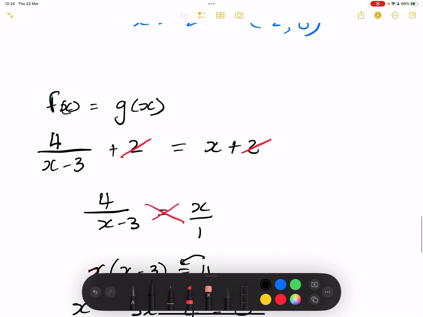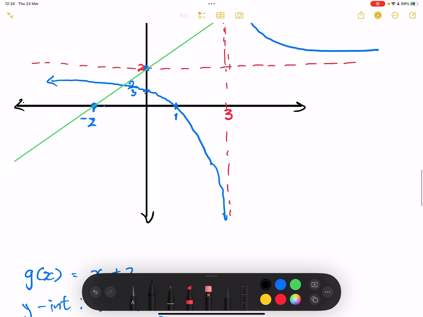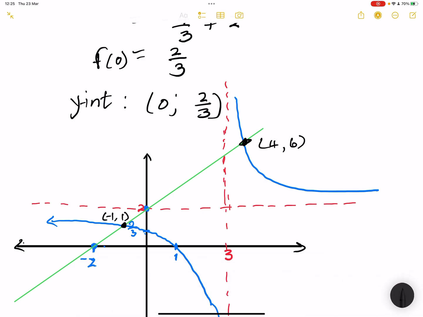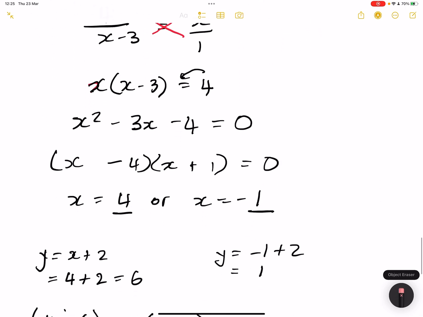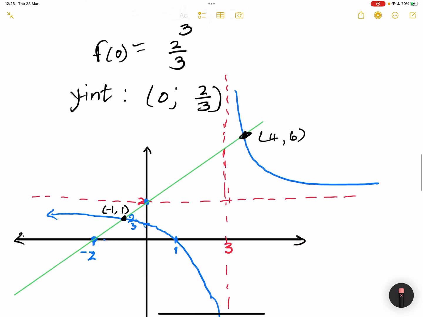Now, if you go back to the graphs, let's see if that makes sense, right? So there's the point of intersection there. And it's telling us that that point there would be -1 and 1. And it makes sense because x is negative there and y is positive. And the other one is that point over there. And it's telling us that point is where x is 4 and y is 6. Okay, so that kind of makes sense from that perspective. So we've got our 2 points of intersection over there. Right, now the next question.